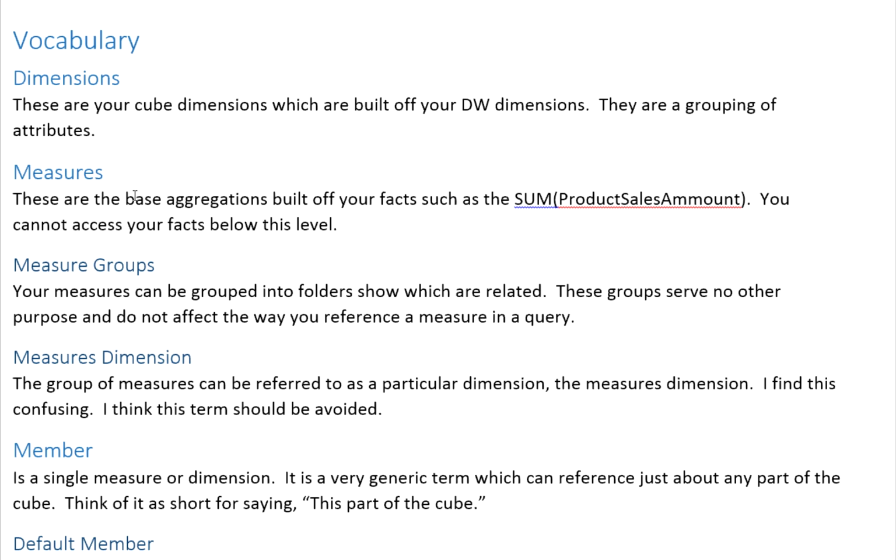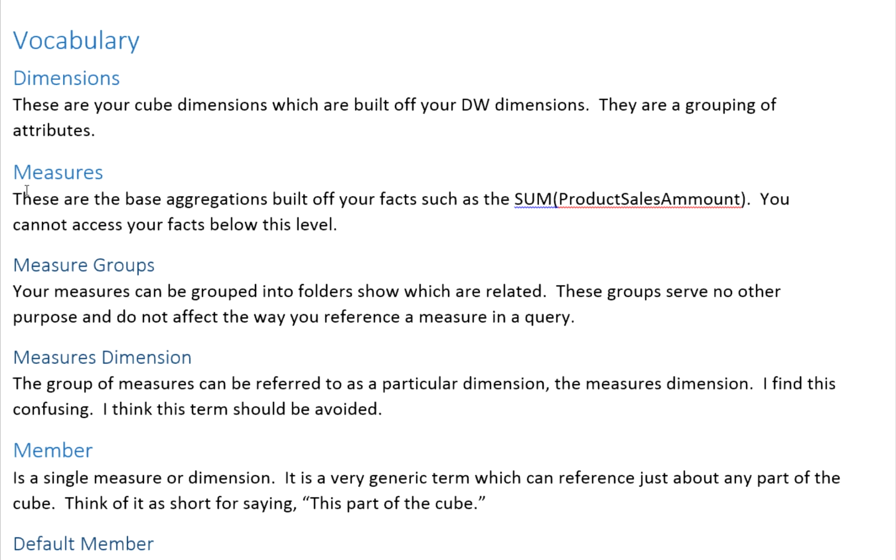The measures are, of course, aggregations that are built off of your facts, such as you might have a fact which is product sales amount, and you might take a sum of that. So that equation is a measure. So all measures are some sort of aggregation of some particular fact. So the granularity is always down to a single fact with a single aggregation. It does not have to be a sum, but you will have a single aggregation against a single fact column. And that is a measure.